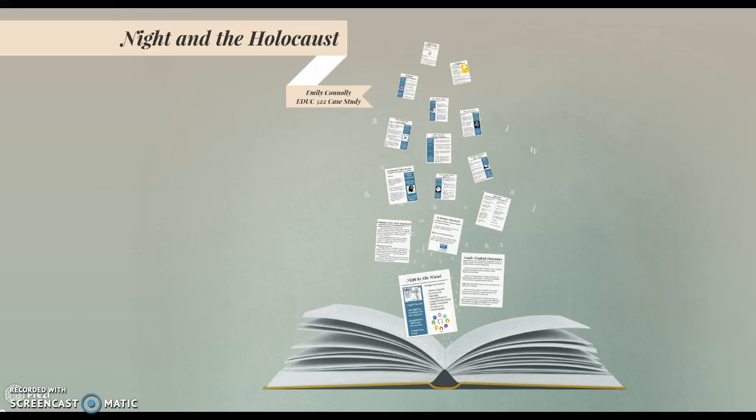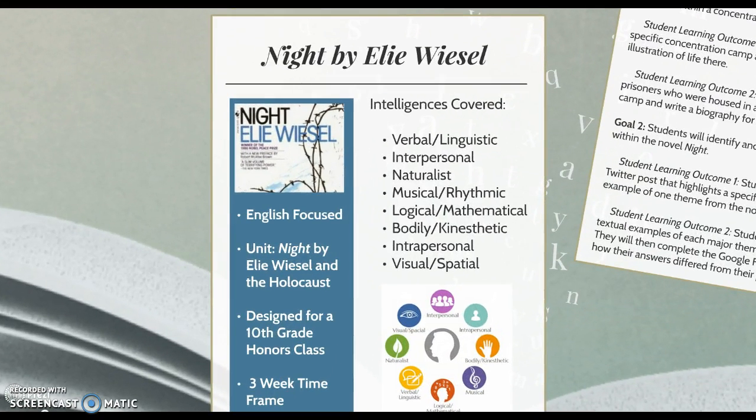For this case study, we will be focusing on the novel Night by Elie Wiesel and the integration of Holocaust information into a 10th grade honors English class. This unit focuses on the novel Night by Elie Wiesel, which is the adopted California state content. It is English focused and was designed for an honors 10th grade English class.